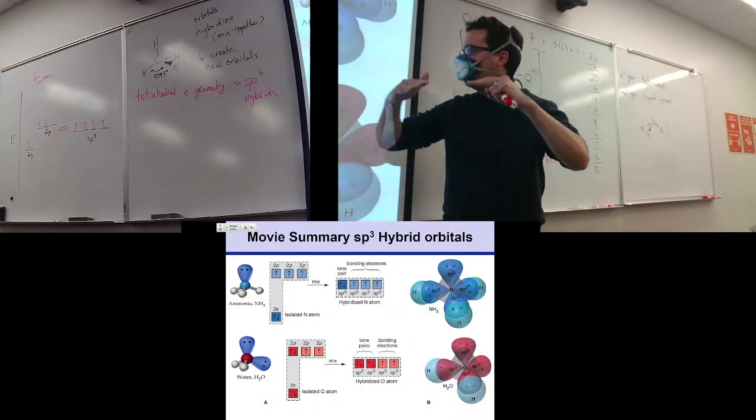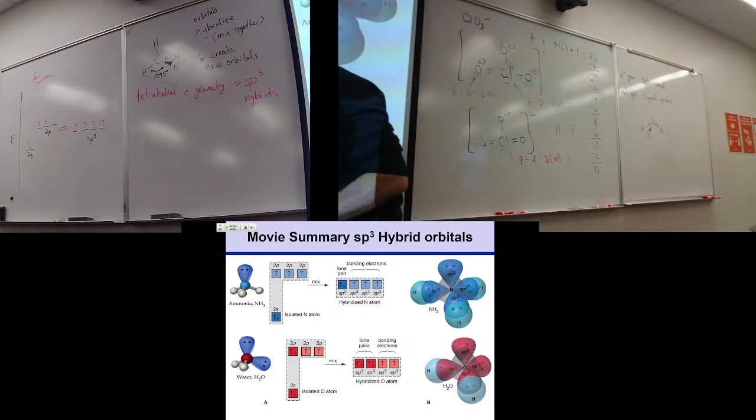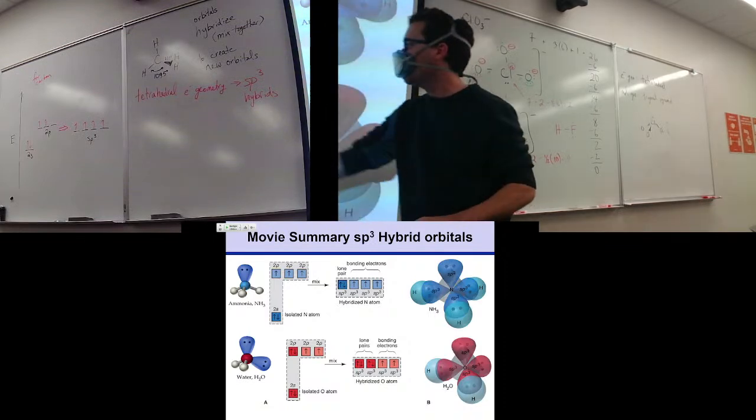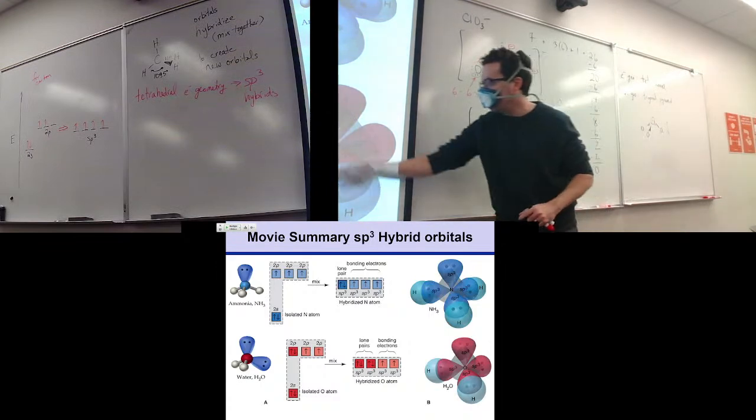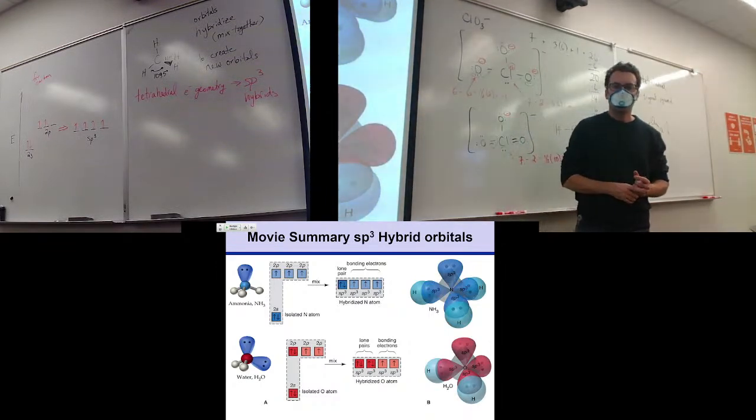They're all the same energy. There go your 1, 2, 3, 4, 5, 6 electrons, and there's only 2 unpaired electrons for bonding. That's why it only makes 2 bonds. 1 to each hydrogen, it's H2O, and that's it. It's not H3O. It's just H2O.